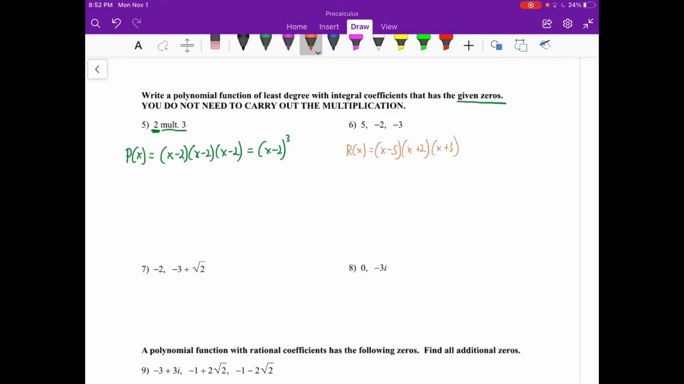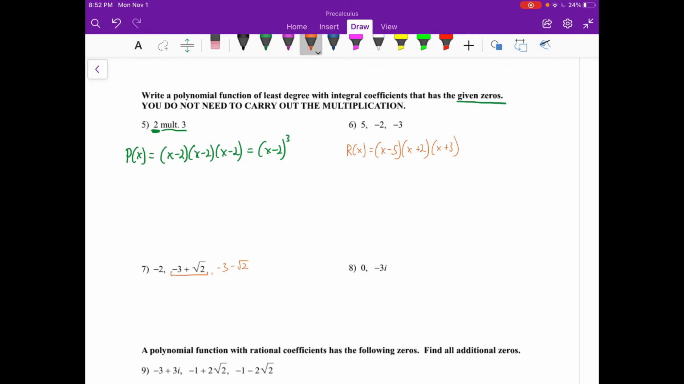The next two, 7 and 8, we use another theorem that we learned, the Conjugate Theorem, which states if there is an irrational or an imaginary 0, then its conjugate will also be a 0. So as we look at number 7, we have -2. That's not irrational or imaginary, so we don't add any other zeros. But here we have -3 plus √2, which automatically means that -3 minus √2 is also going to be a 0.